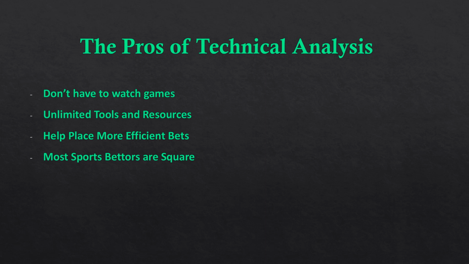So what are the pros of technical analysis? Well, the first one would be if you have a great model that can predict games better than average, you don't even have to watch the games. You simply plug in your statistics, the output will be your betting model, and you place the bets. But remember, this is only if you have a good betting model.